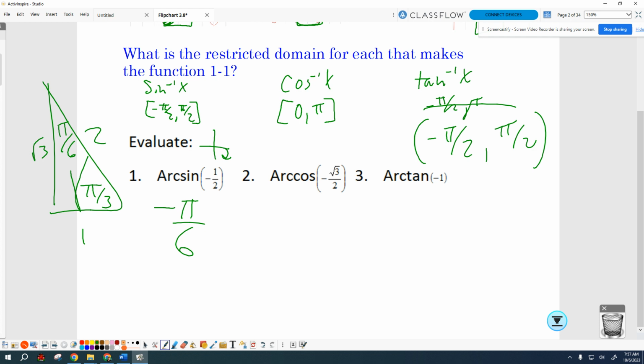Okay, let's look. So on the triangle, adjacent is here. So the reference angle is pi over 6, and cosine, I want it here. You had it right the first time. Positive 5 pi over 6. Does it make any sense or no?